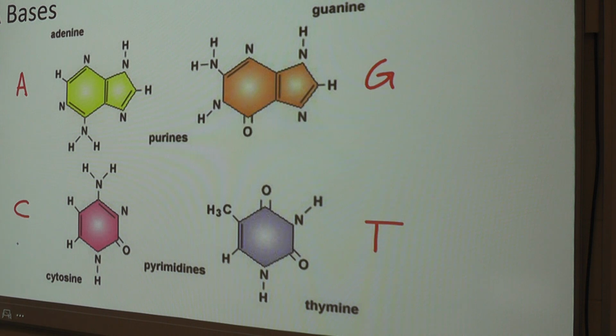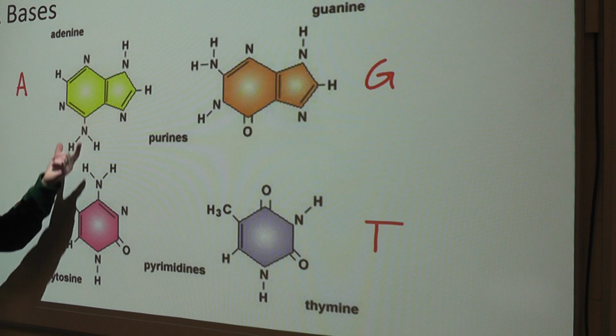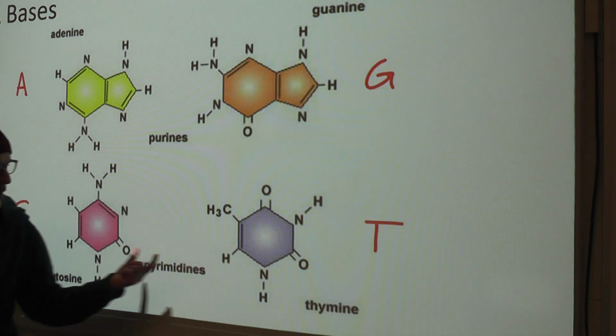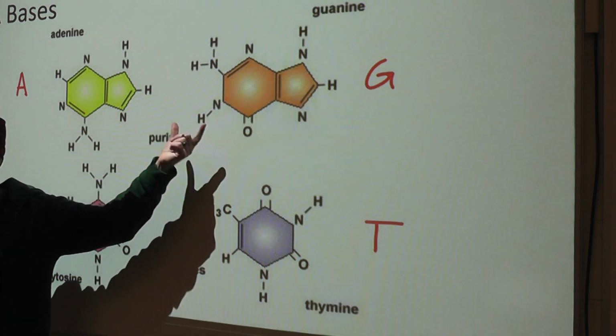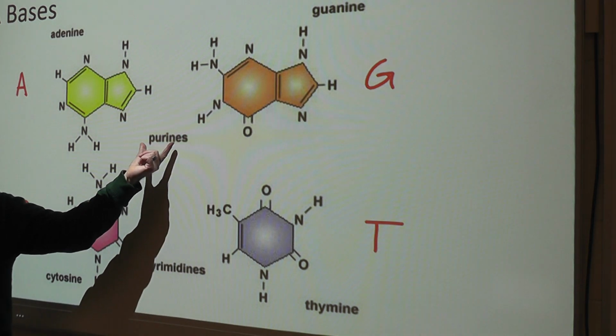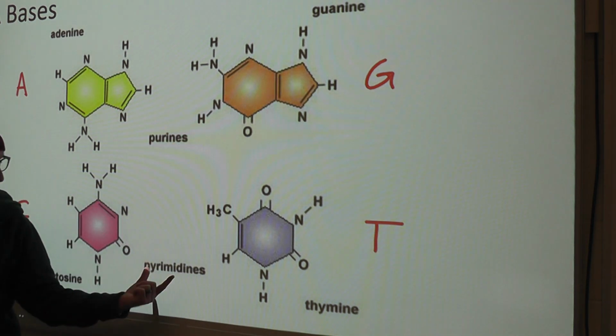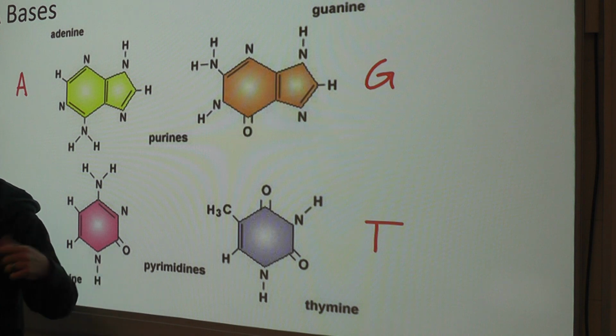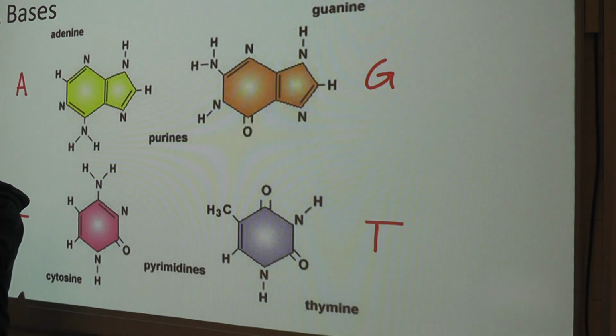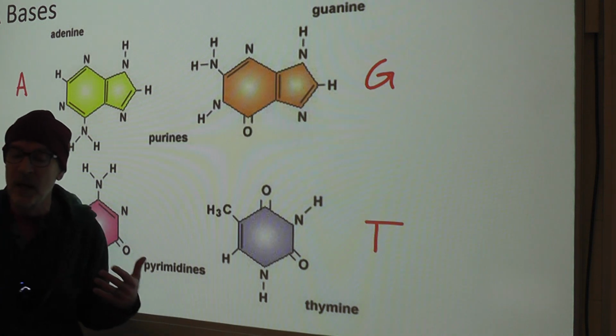And then if you look at these, you can see 2 of them are kind of smaller and 2 of them are kind of bigger. And the larger ones we call purines, the smaller ones we call pyrimidines. You don't need to know that either for this class. You should, again, be able to look it up.